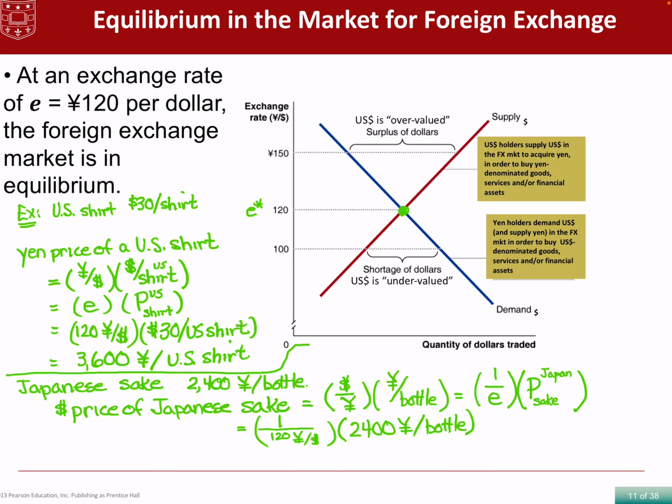And if we flip this around, this is going to be dollars per 120 yen. In other words, I'm just flipping the exchange rate times 2,400 yen per bottle of sake. So we could divide through, the yen are going to cancel out. 120 goes into 2,400 20 times. And so that tells me that the dollar price of this Japanese sake is $20 per bottle.